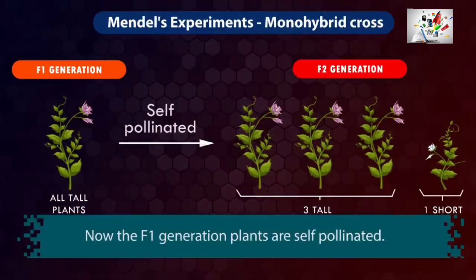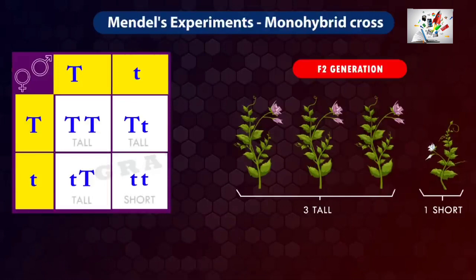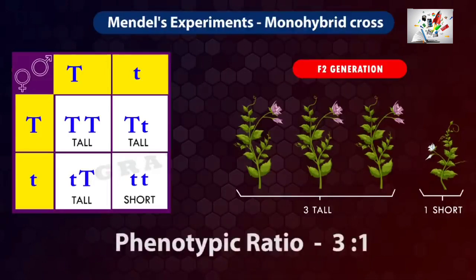Let us understand the outcomes with the help of a Punnett square. The possible combinations of the F2 generation are like this: capital T capital T, capital T small t, capital T small t, small t small t. So here, out of these 4 possible combinations, 3 of them are tall and 1 is short. So the phenotypic ratio of the F2 generation is 3:1. Phenotypic ratio means the ratio based on the physical appearance. This is the outer appearance.